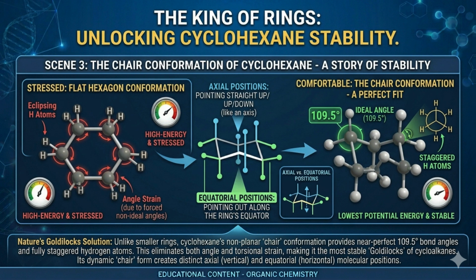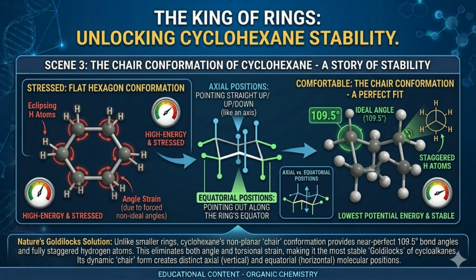If cyclohexane were a flat, 2D hexagon, it would be in trouble. A flat shape forces the bond angles away from their ideal state, creating angle strain. Even worse, all the hydrogen atoms would be eclipsed, sitting directly behind one another, causing high torsional strain. This flat version is high energy, unstable, and highly stressed. Here is the solution: the chair conformation.